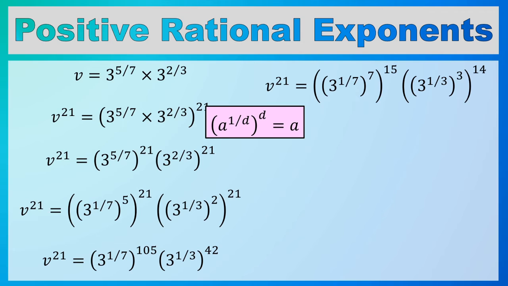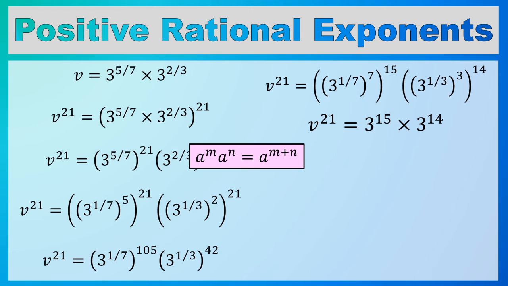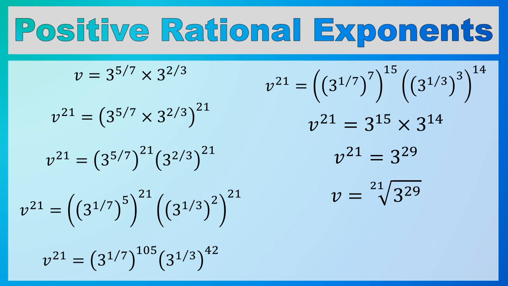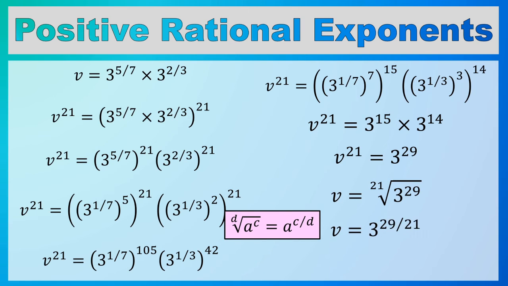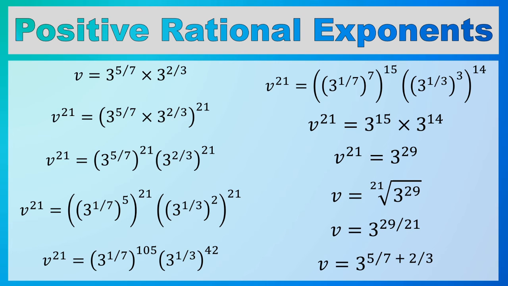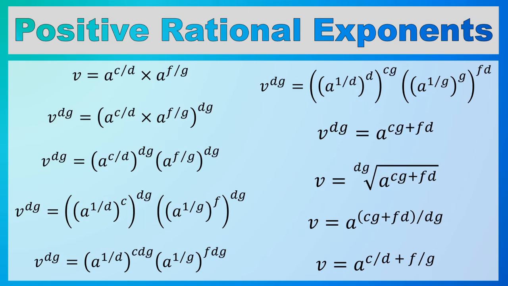And now a to the 1 divided by d and a to the d, those are inverses. And so we just get a when we apply them together. And let's use that idea. And now we already know that this property works when m and n are integers. And now we take the 21st root on both sides. And now we use this property that I plan to explain later in this set of videos. And so we get that v is equal to 3 to the 5/7 plus 2/3. And so we're adding exponents in this case. And you can do likewise with variables.